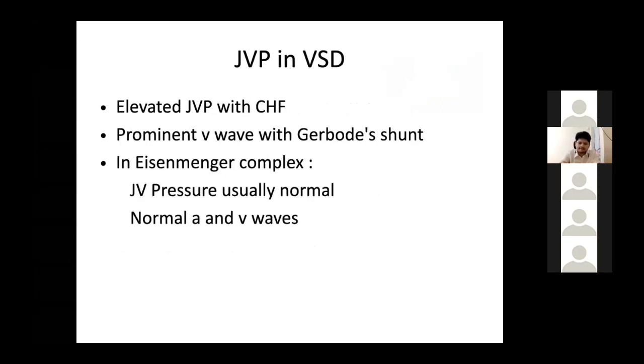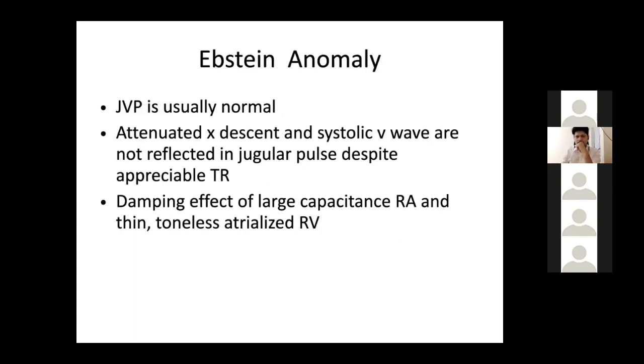ASD with Lutembacher is one of the causes of a prominent A wave in JVP. What happens in VSD? VSD doesn't usually affect the JVP much. However, you should know that in Gerbode defect, you get a prominent V wave in JVP. But if a VSD patient develops severe PAH and RV failure, you may get prominent V waves. You should also know that most of the congenital heart diseases do not affect the jugular venous pressure.